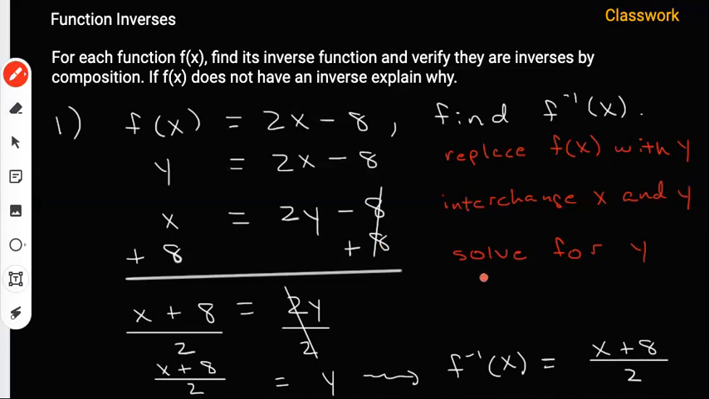Now, our last step was to replace y with f negative 1 of x. So that's the last step we're going to do in each one of these problems. Okay. So we're going to take both of these functions, and now we have to verify that they are indeed inverses. And we're going to do that by composition on the next slide.